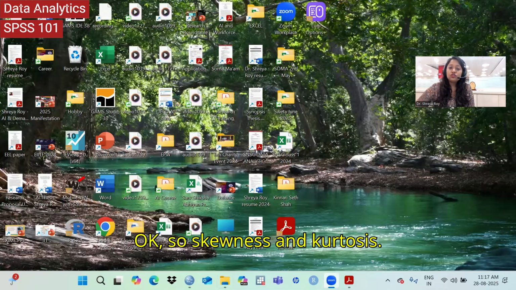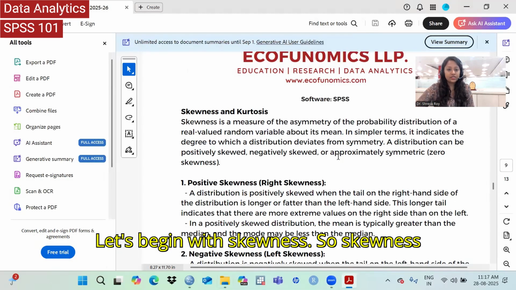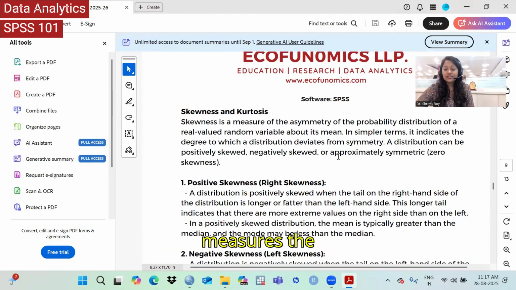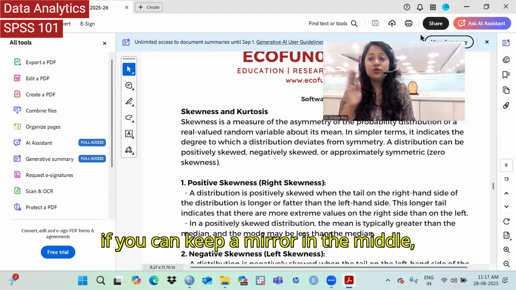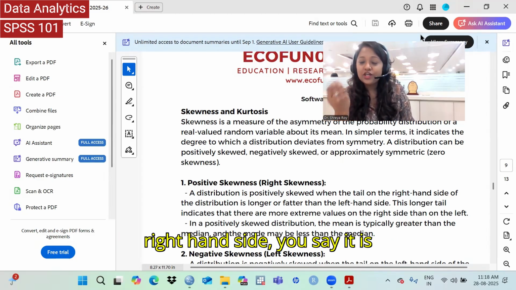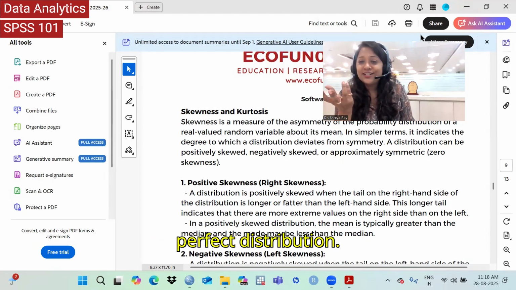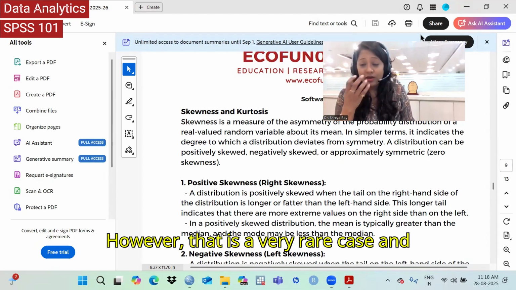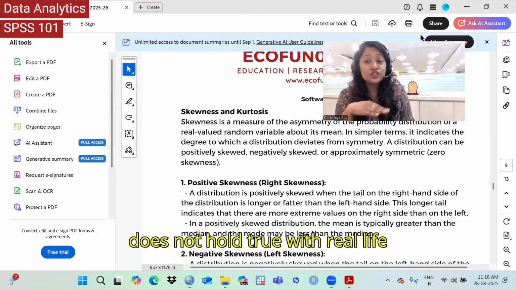Okay, so skewness and kurtosis. Let's begin with skewness. Skewness measures the asymmetry of the probability distribution. Let's say that there is a data. Data is mostly displayed in an inverted U format. If you can keep a mirror in the middle, and the left-hand side is equal to the right-hand side, you say it is a perfect distribution. However, that is a very rare case and does not hold true with real life data.